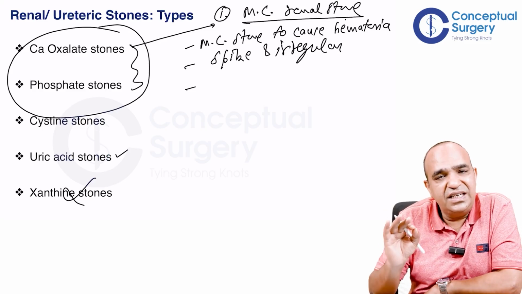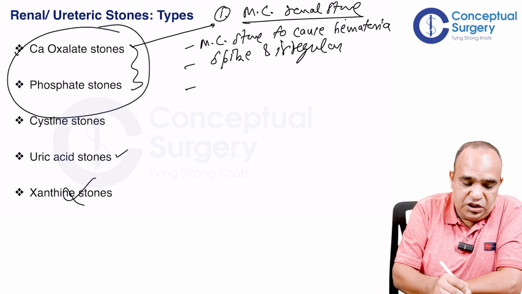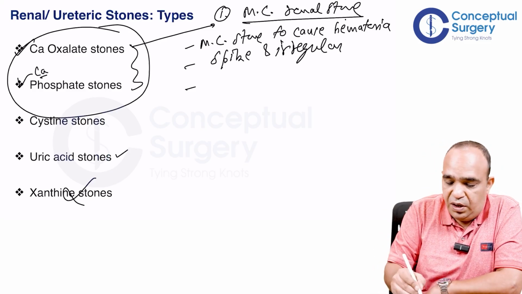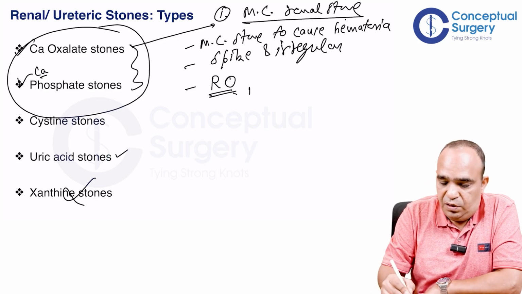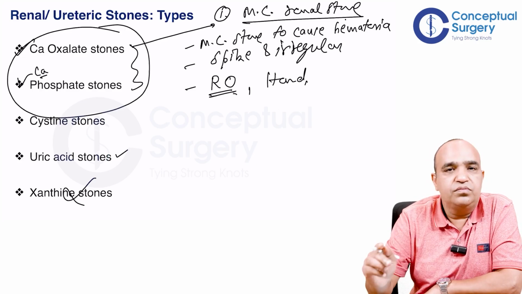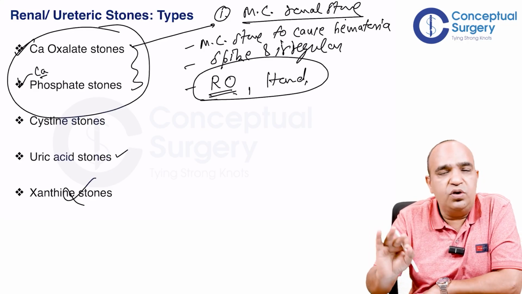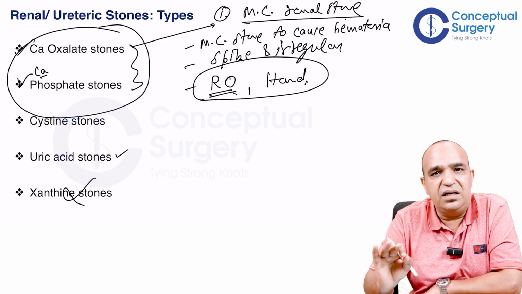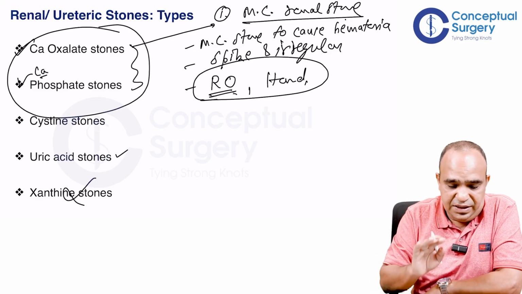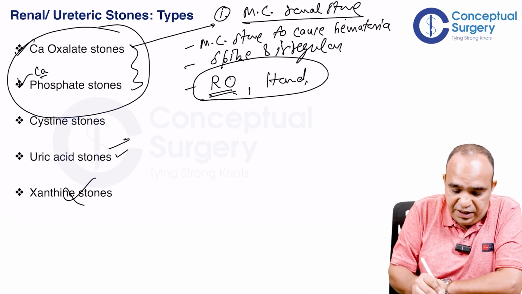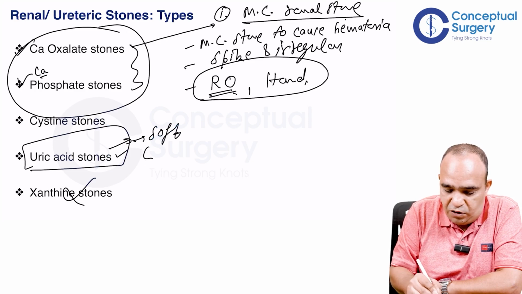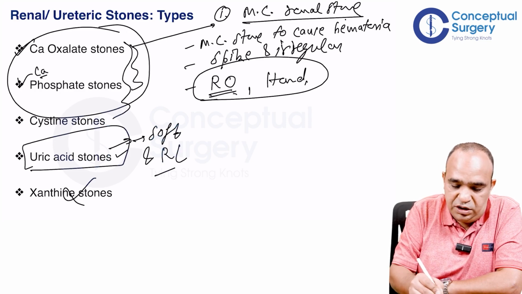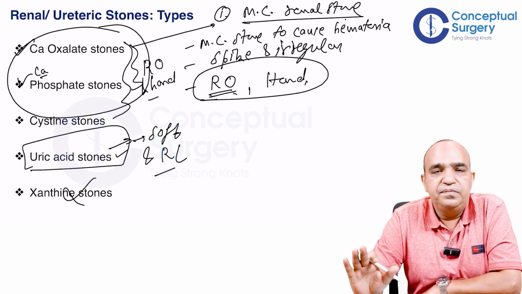Okay, now the nature and the characteristics. See, calcium. This also has calcium. So, radio opaque, hard. So, we'll talk about these 2 features for every stone. Which stones are hard and radio opaque? Right. So, here only I'll specify the soft and radiolucent one is uric acid. Soft and radiolucent. Rest all 3 are radio opaque and hard. So, 1 point is gone.